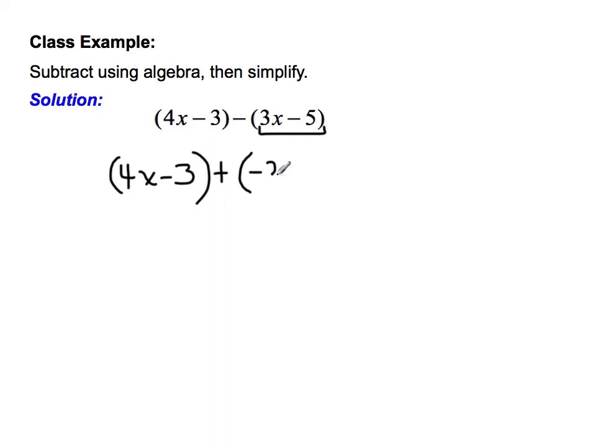So it was positive 3x, it is negative 3x, it was minus 5, I'm going to change it to a plus 5. Now we collect our like terms. I have 4x's, I have negative 3x's, so I'm left with 1x. Once again, I don't need to put the 1 there. I have negative 3 and plus 5, so once I zero out, I get positive 2.